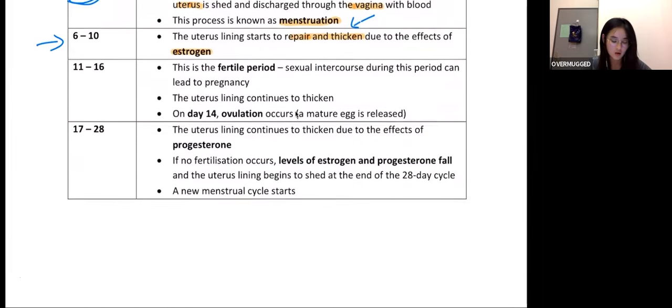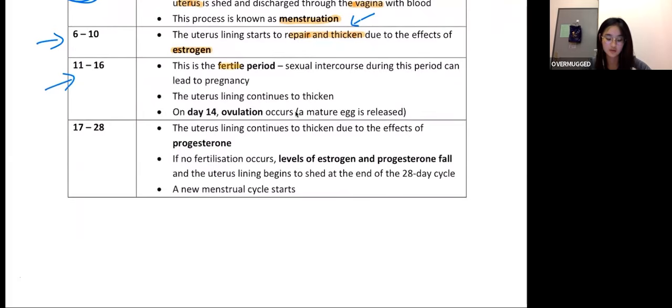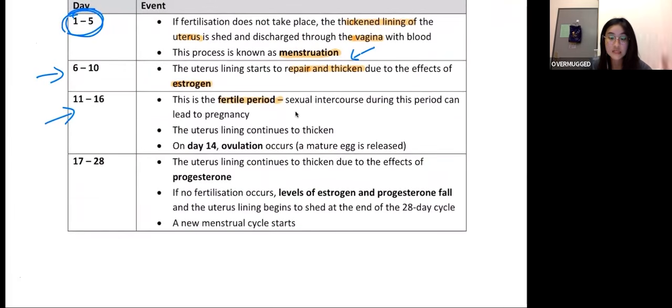All right. Now, for day 11 to 16, we call that the fertile period. So this is the period that leads to the highest chance of pregnancy. Okay. So take note, different schools will have different dates. So some schools will say 11 to 16, some will say 10 to 15, some will say 10 to 16. Follow your school notes, okay? Don't follow mine. I mean, if your school doesn't specify, then follow mine. But if your school has a different range of the fertile period, please follow your school's notes, okay?